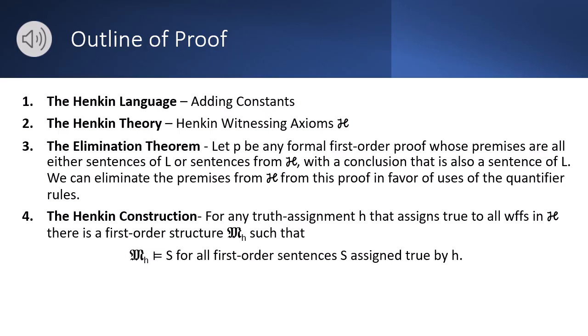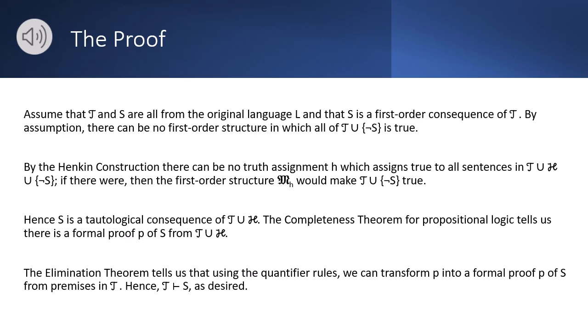And on the next slide, I'll talk a bit about how we put all 4 of these steps together to prove the theorem. And then afterward, we'll focus mainly on step number 4. How do we actually construct this mathematical structure? So let's put the 4 steps together and walk through the details of the proof. We're going to begin by assuming that T is a set of sentences and S is just some sentence in our original language L, and that S is a first order consequence of those sentences T.